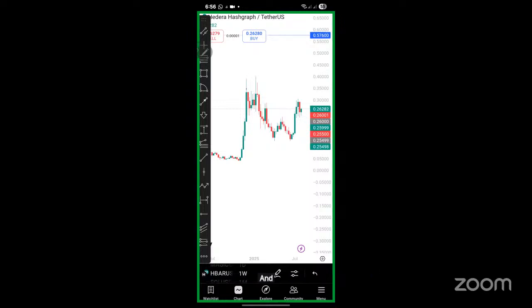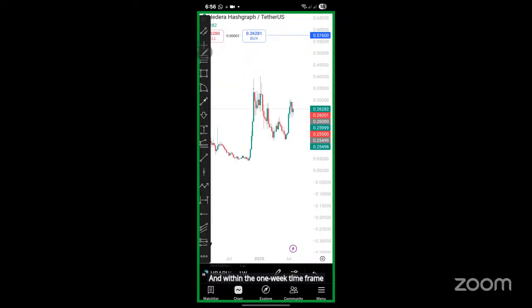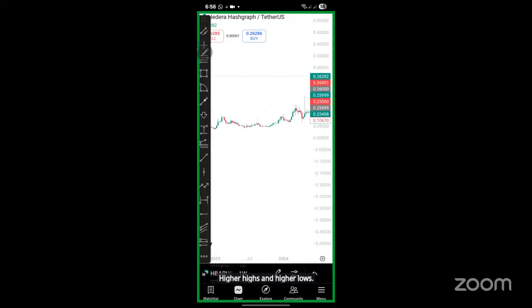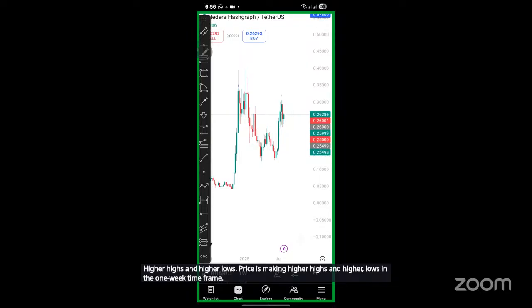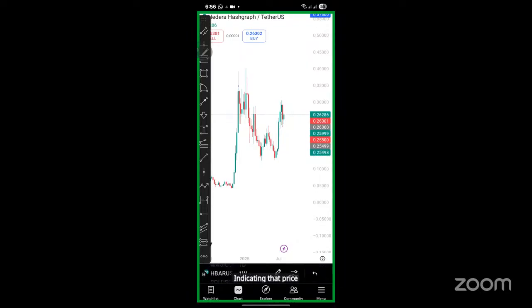And within the 1 week time frame, you can see that price is making higher highs and higher lows. Price is making higher highs and higher lows in the 1 week time frame, indicating that price is on an upward trend, or the coin is on an upward trend, because it came down here. Let me bring an illustration.